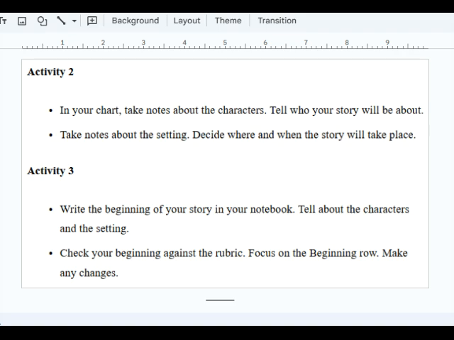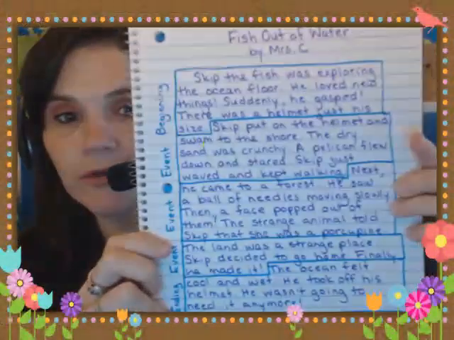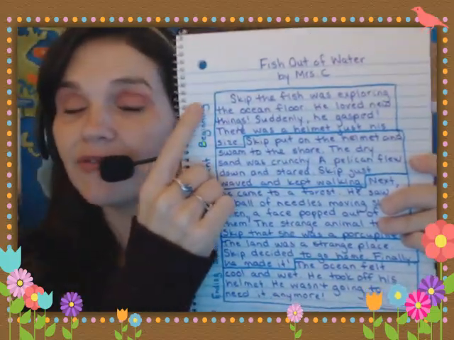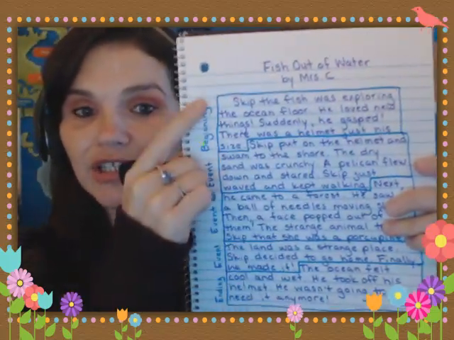Tell about the characters and the setting. Check your beginning against the rubric. Focus on the beginning row and make any changes. So I'm going to show you, I've got my whole story written here, but I've got it separated. So this is just my beginning. That's all you need to write for now. You don't need to write the events or the ending, just the beginning.